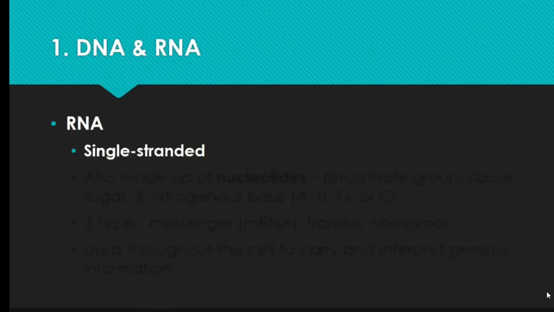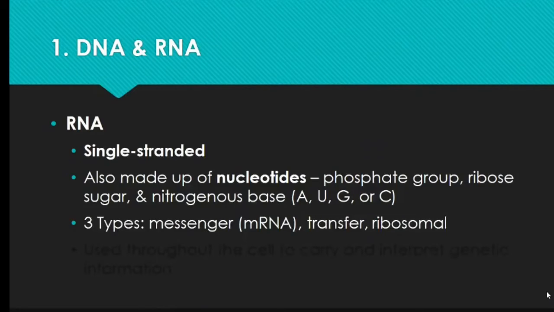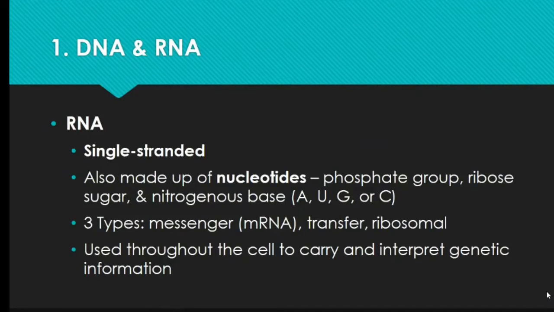RNA, typically single-stranded. It also is made up of nucleotides, but with a couple differences. Specifically, the deoxyribose of DNA is replaced with ribose sugar, and nitrogenous bases, we're going to flip out thymine for uracil. It comes in 3 types: mRNA or messenger RNA, tRNA or transfer RNA, and rRNA, ribosomal RNA. They all serve different roles. And RNA is used throughout the cell to carry and interpret genetic information.